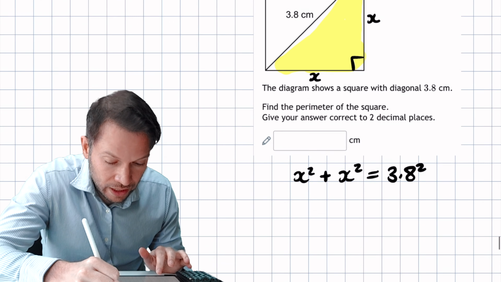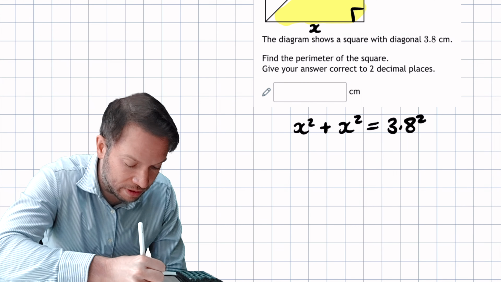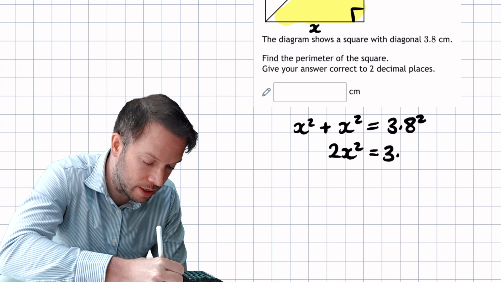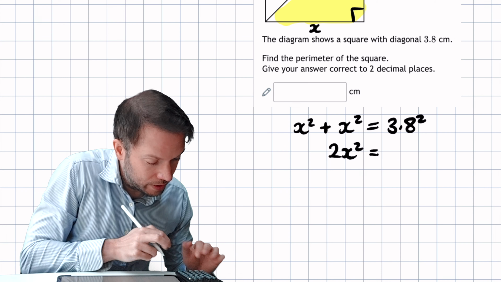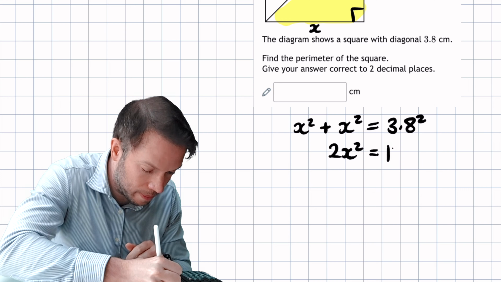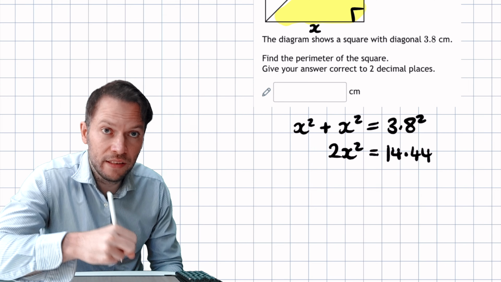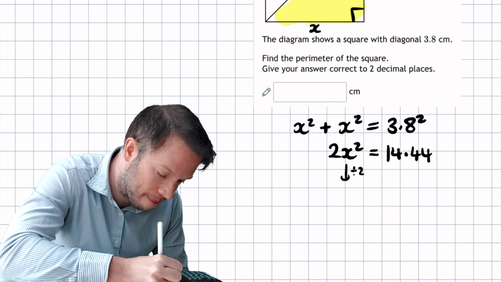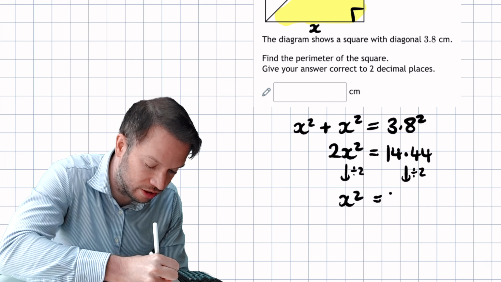So if we simplify this, we get x squared plus x squared is 2 lots of x squared. And 3.8 squared, let's just do that on our calculator. That is 14.44. Now, we've got 2 lots of x squared. So if we just want 1 lot of x squared, we can divide both sides of the equation by 2. So we get x squared is 7.22.